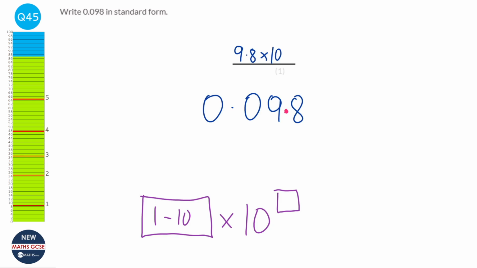Next, we've got to find out what the power is going to be. So first of all, if it's a small number, if it's a number less than 1, which this is, it's going to be a negative power. And the next thing we do is work out how many jumps we had to do. So it would be 1, 2 jumps between where the decimal point was and where it is now. So 2 jumps means it's going to be to the power of -2.